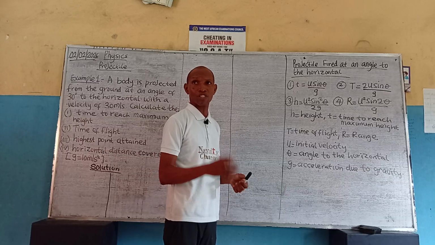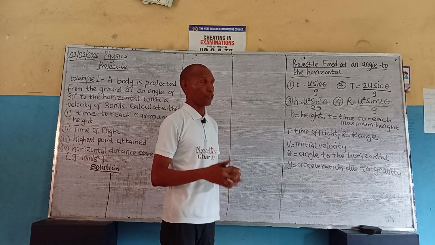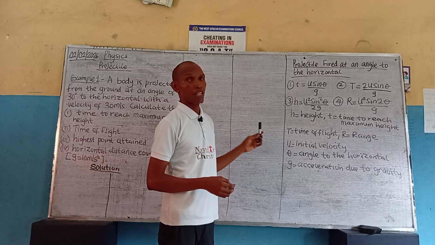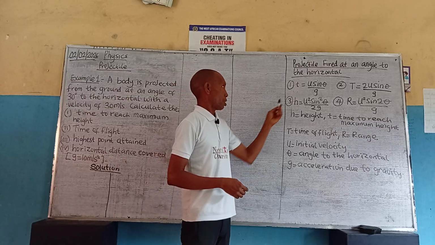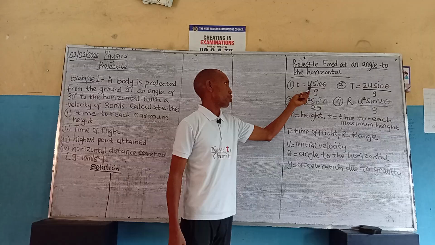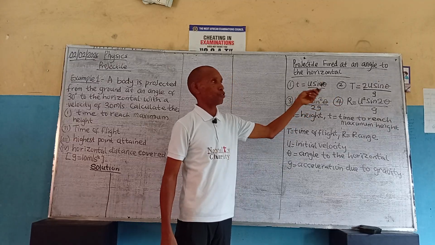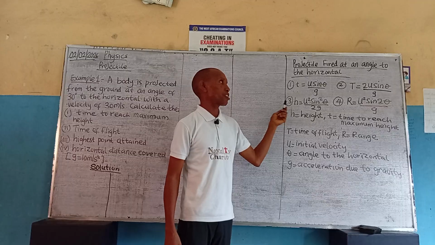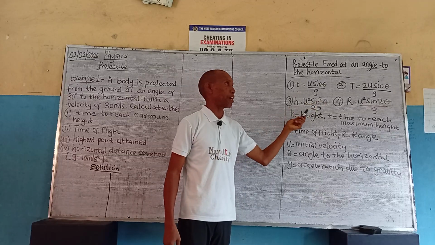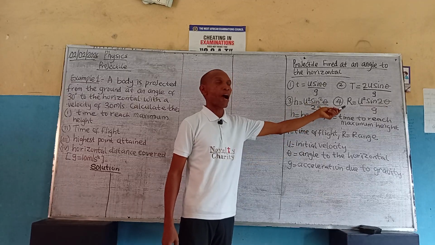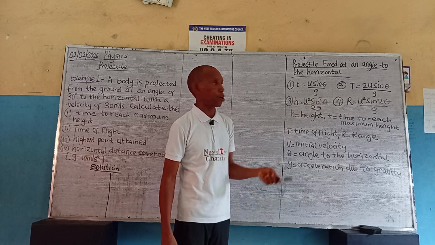In today's episode, we are considering a projectile fired at an angle to the horizontal. For such a projectile, these are the formulas that we need. We have small t is u sin theta over g. The second one is capital T is 2u sin theta over g. The third one is h is equal to u squared sin squared theta over 2g. The fourth one is r is equal to u squared sin 2 theta all over g.